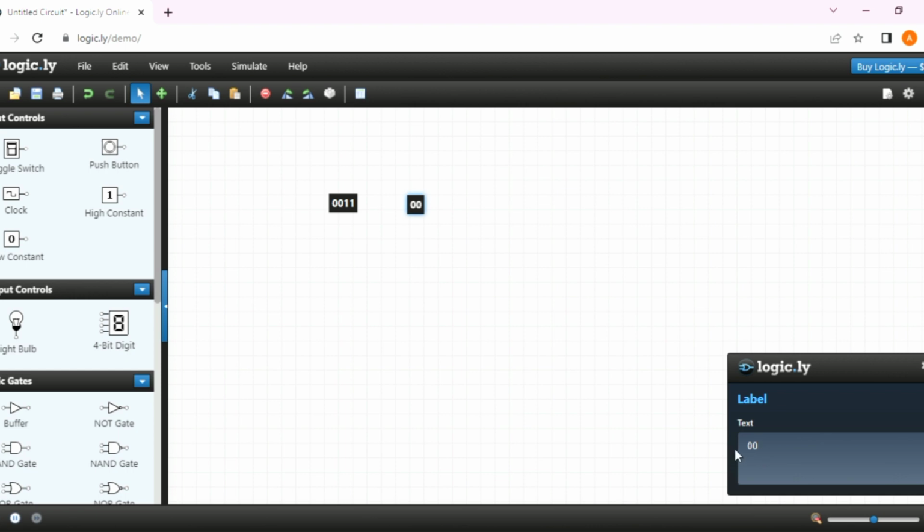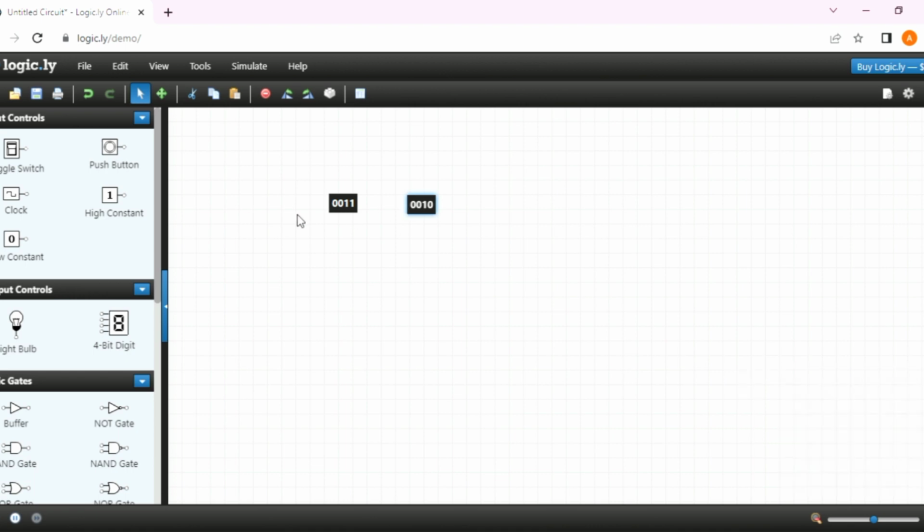Now the second output should be XOR operated with the third bit of the gray code, 0 and 1. So both the bits are different, so 1. Now the third output should be XOR operated with the fourth bit of the gray code, 1 and 1. So both are same, so 0. So this is the binary code equivalent for the gray code 0011.